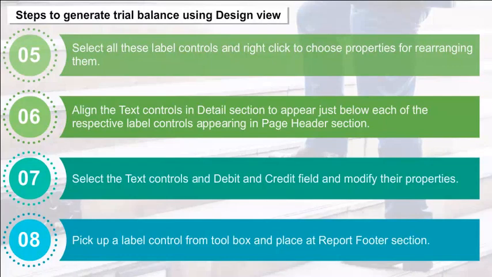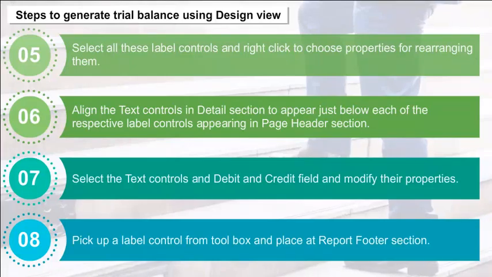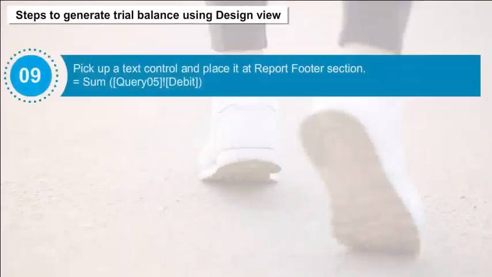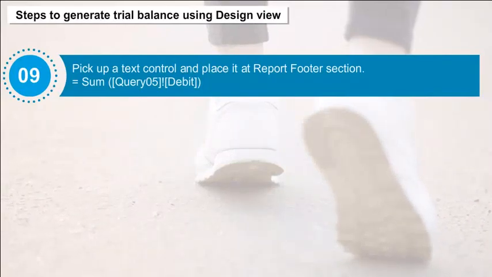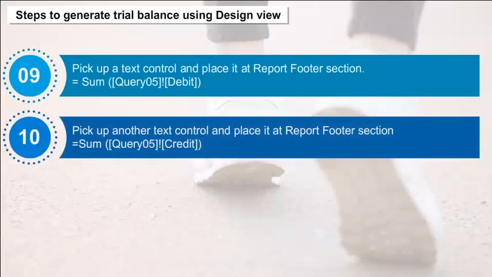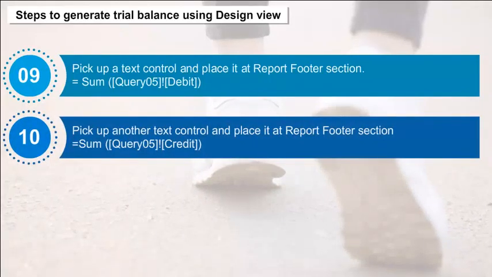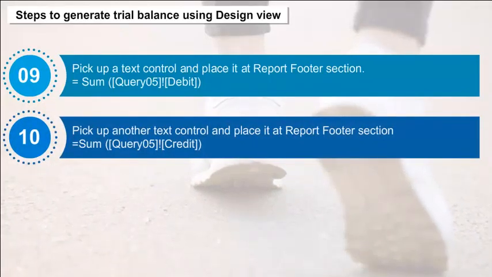8. Pick up a label control from Toolbox and place it at Report Footer section. 9. Pick up a text control and place it at Report Footer section. 10. Pick up another text control and place it at Report Footer section.